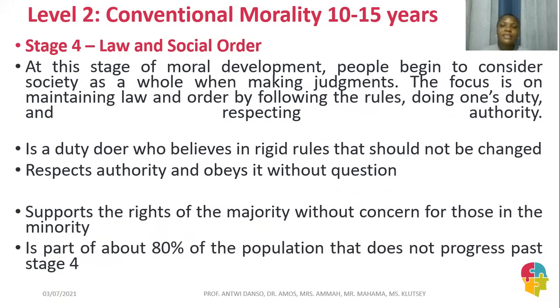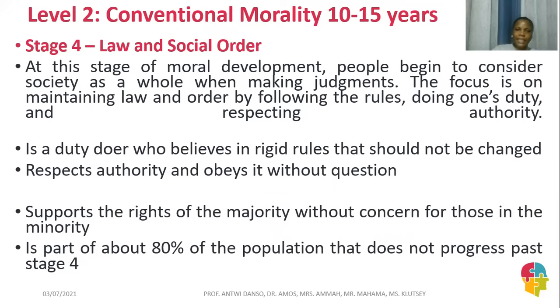The fourth stage, which is under conventional morality, is law and social order. Here, children begin to consider the society as a whole before they make a judgment. Here, it's not about conforming to societal norms, but they want to consider what? The society as a whole. They focus on maintaining law and order by following rules, one's duty, and respecting authority. So it's a duty of the doer who believes in rigid rules that should not be changed. They respect authorities and they obey them without questioning.